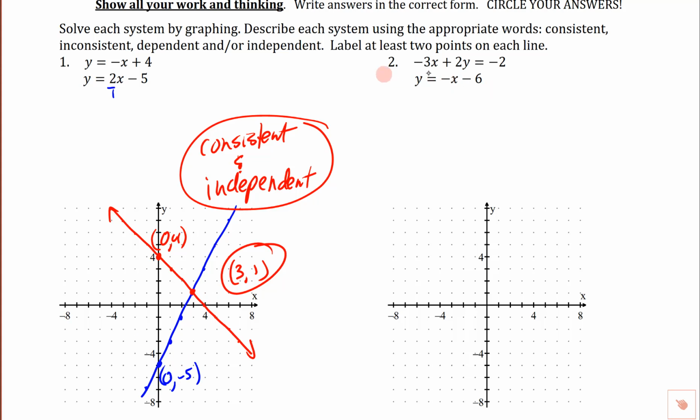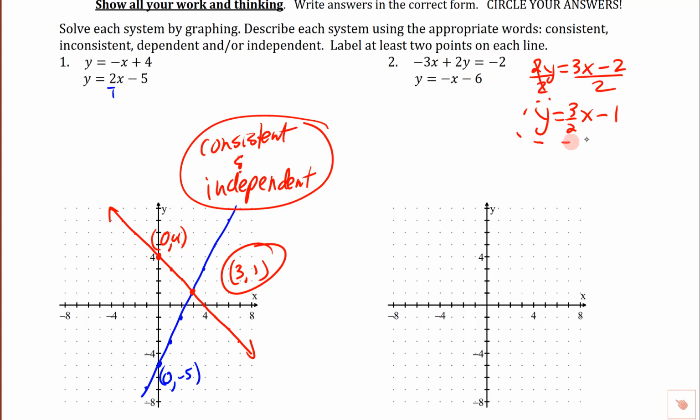So on this one right here, we've got a little bit of work to do. The second one is written in slope-intercept form, but the first one is not. So let's go ahead and do that. We're going to move the 3x to the other side by adding 3x. So this is going to give us 2y, and this is going to be a positive 3x when it gets over there, and then -2. And then, of course, we're going to divide both sides by 2, so those are going to cancel. This is going to be 3/2 x, and then we've got -2 over 2, so that's going to be a -1.